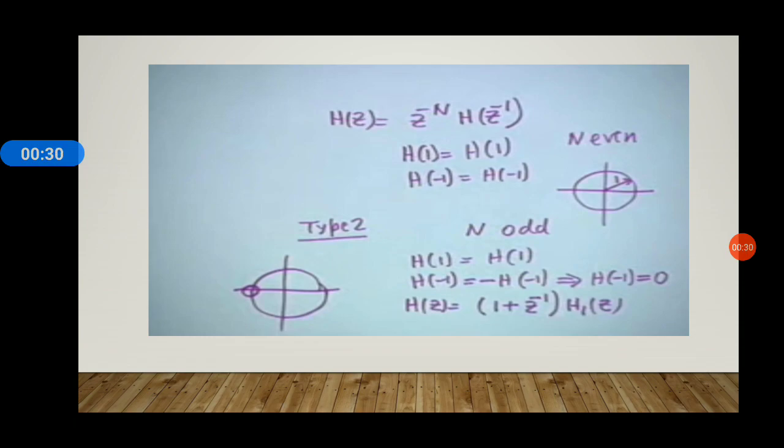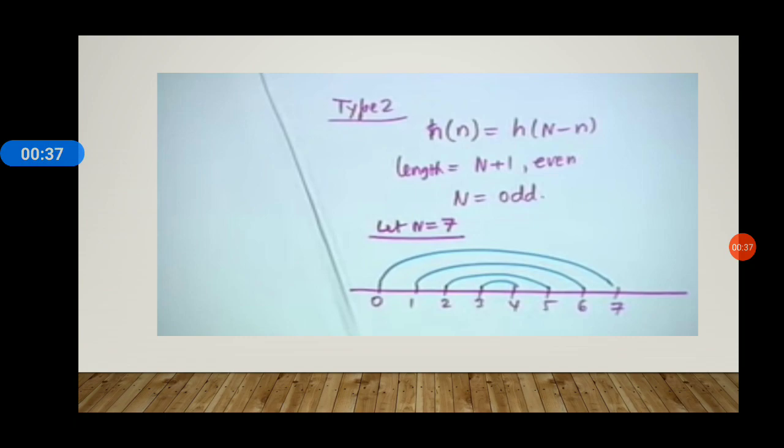Now for the type 2 filter, the criterion is that h(n) is again symmetric, h(n) equals h(N-n), and the length is even, that is N is odd. So 0 equates to 7 and there would be no loner, and 1 equates to 6, 2 equates to 5, and 3 equates to 4.